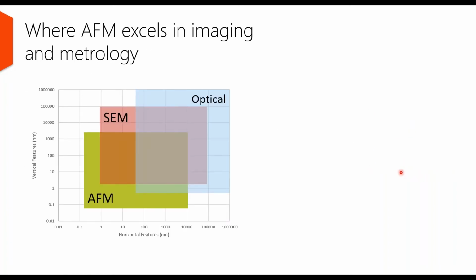So where does AFM excel in the imaging and metrology space? I've added optical here. This gives you basically the range of horizontal features, the size. With some optical techniques, you can get down to below 100 nanometers, if you look at super resolution techniques, or white light interferometry, things like that. And vertical dimensions start at about, is that right? Yeah, 1 nanometer for maybe interferometry techniques.